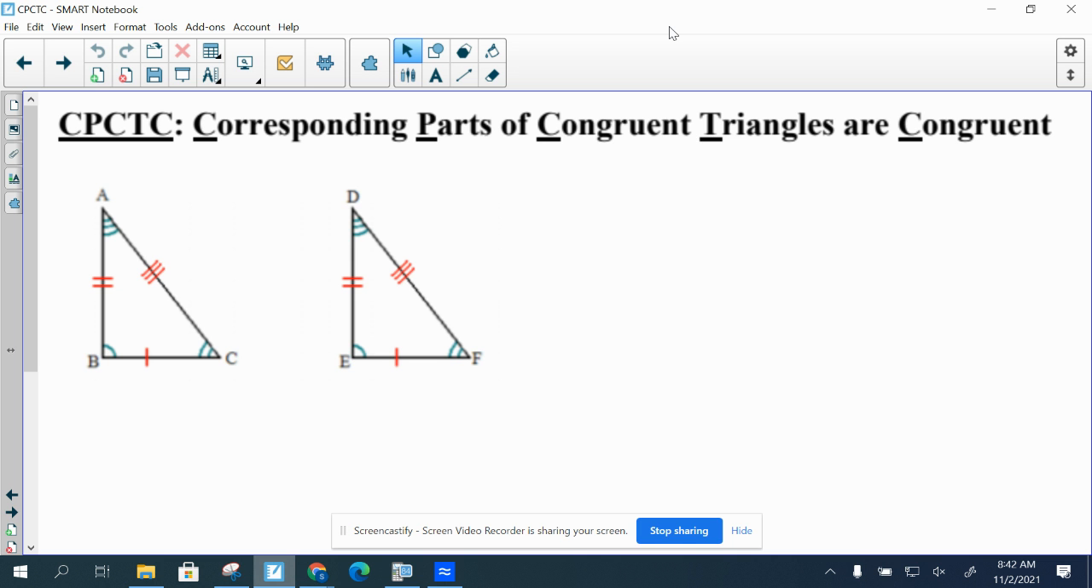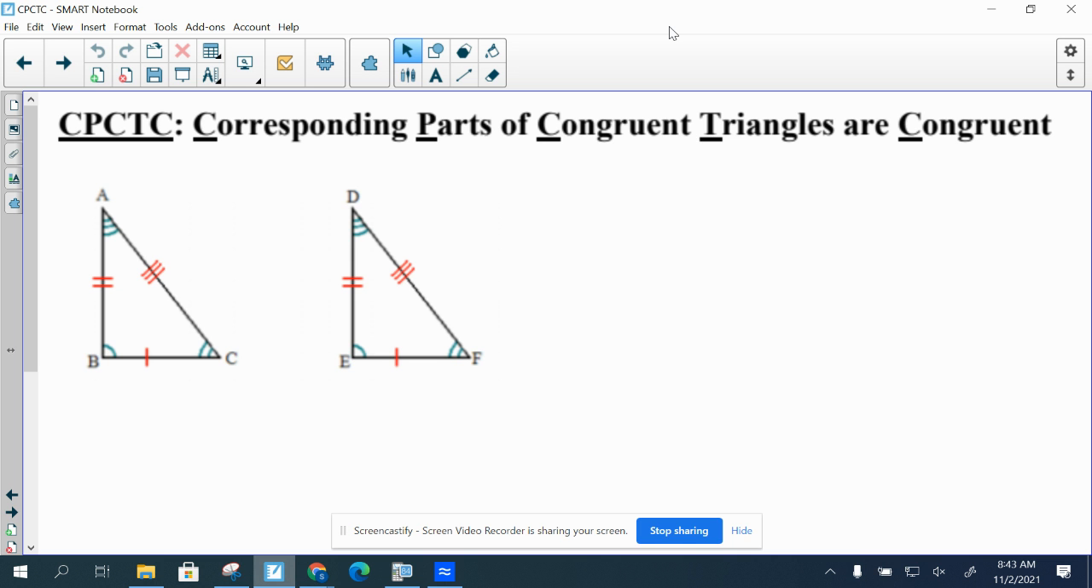CPCTC. What do you think CPCTC stands for? Triangles are... So, what is CPCTC used for? Look at the note. You must prove triangles are congruent before you can use CPCTC. Remember the shortcuts that we learned yesterday? Side, side, side, side, angle, side, angle, side, angle, and hypotenuse leg.